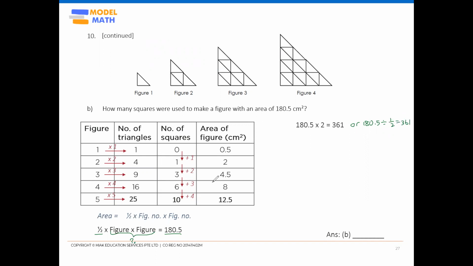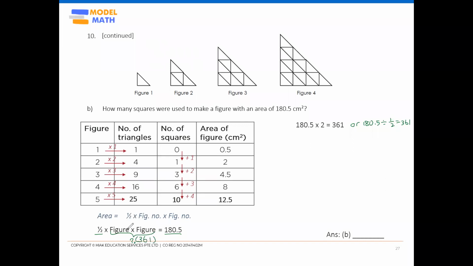Okay, why times 2? Because I want to get rid of the denominator 2. All right, so basically you times 2 to the left-hand side. That's how you get rid of the half. You times 2 to the right-hand side as well. So 1 is 0.5 times 2. Okay, if you find this confusing to understand, you can just simply divide it by half because this is product. Opposite of product is a division. All right, so that means figure times figure. Now I've figured out that this product is 361.